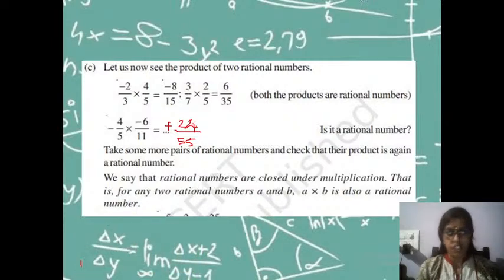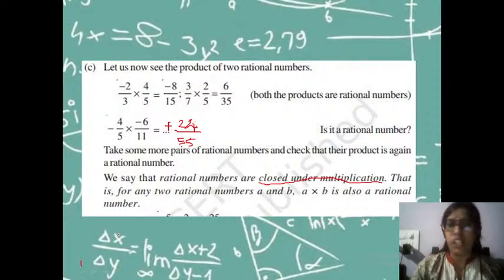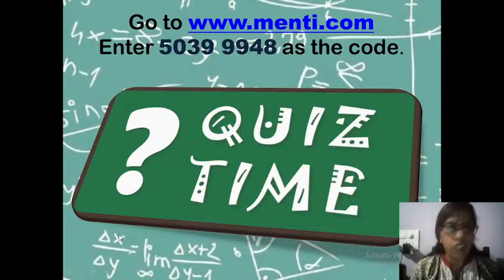Rational numbers are closed under multiplication. So that is a into b equals c, which will also be a rational number.